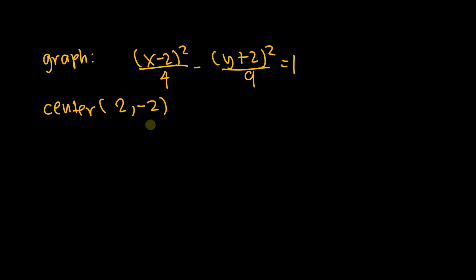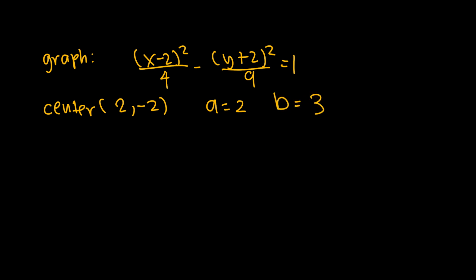Okay? And in the ellipse, we had a squared and b squared where a is greater than b. But when it comes to the hyperbola, we also have a squared and b squared, but a squared is the denominator of the positive term. So the positive term here is this one, so this is your a squared. Taking the square root of that, you have a is equal to 2. Right? Therefore, this is your b squared, and taking the square root of that, you have b is equal to 3.